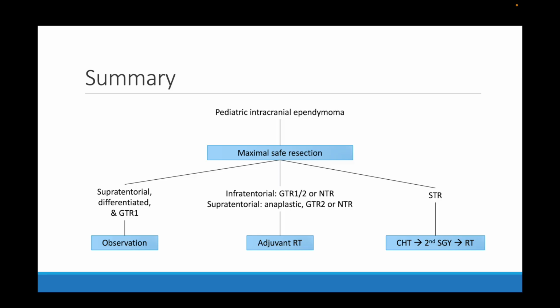So here's my summary slide on the management of pediatric intracranial ependymoma. These patients go for maximal safe resection, and then depending on the degree of resection as well as the location of the tumor, we determine adjuvant treatment. So this treatment paradigm, as you can probably tell, is largely based on the first trial that we discussed, ACNS 0121. So supratentorial differentiated tumors that have a GTR1, meaning no microscopic residual, can be observed, but all else are treated with adjuvant radiation. And then for patients that have subtotal resection, we actually think about giving them 2 cycles of chemotherapy followed by a second surgery and then adjuvant radiation.